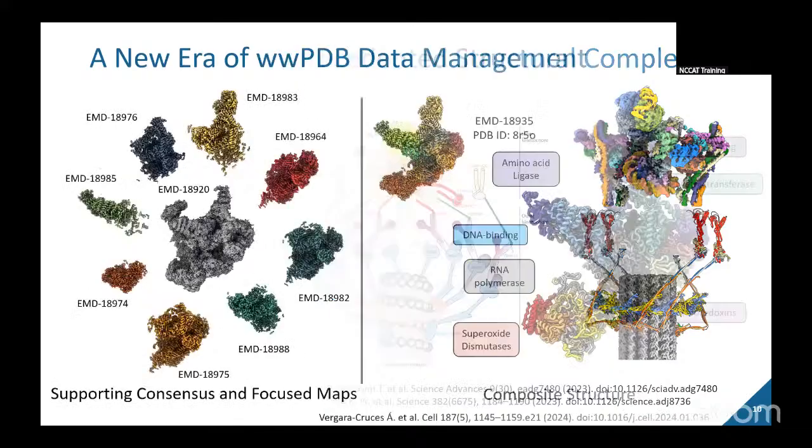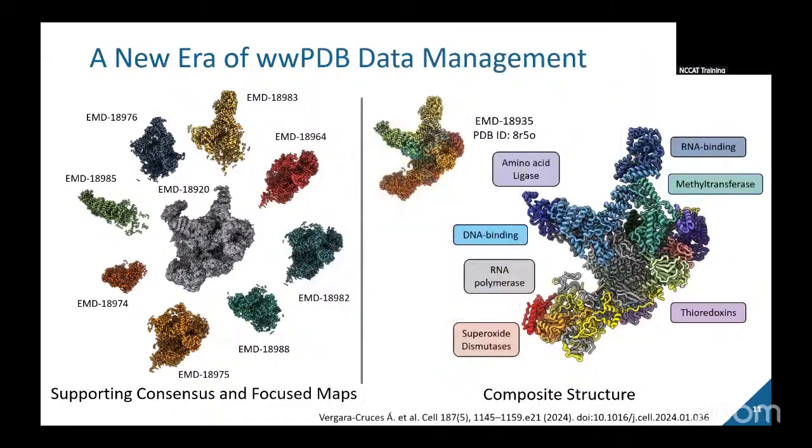Now, with the increase in complexity, it also becomes more difficult to deposit data. So I have here, just as an example, a cryo-EM structure that requires multiple individual map depositions to be accepted to the archive. So we call this a composite structure. We've already been hearing about it this morning.